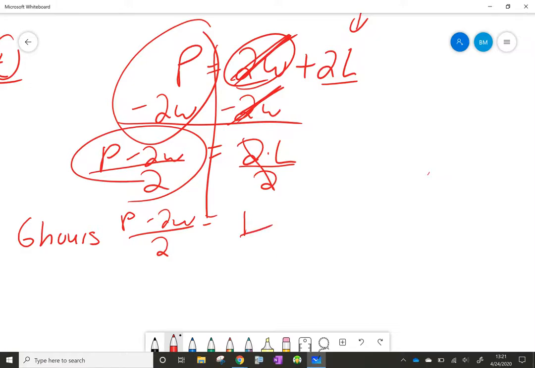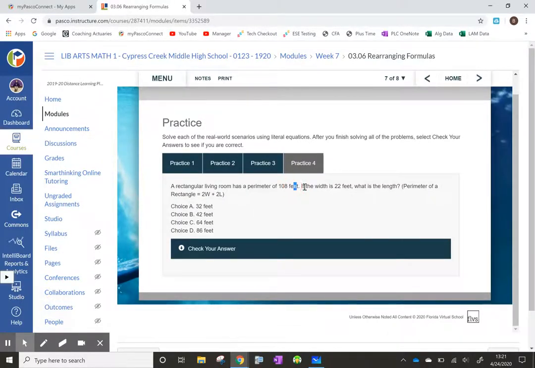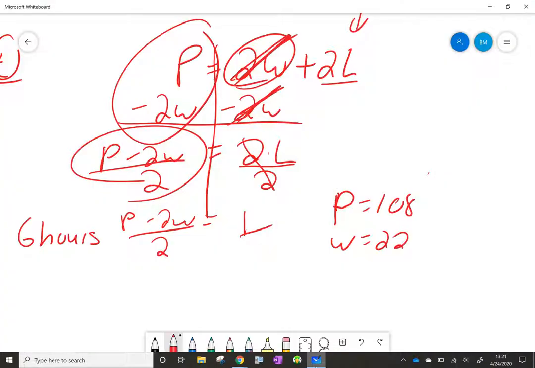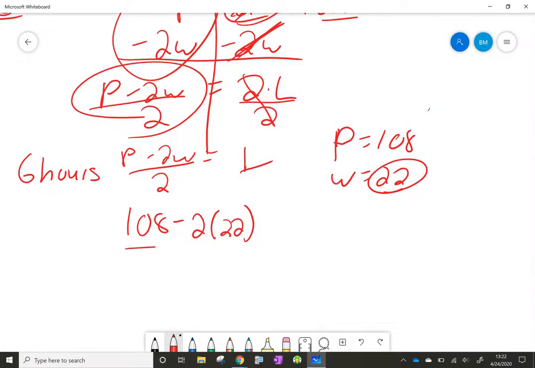Since the problem already gave me the perimeter was 108, p was 108. It also told me the width was 22. Let me just double check those numbers. Yeah, 108 perimeter, 22 feet was the width. Let's just plug it in. So we plug in the 108 for P, and we plug in the 22 for W. We can calculate our length. So let's work that out.